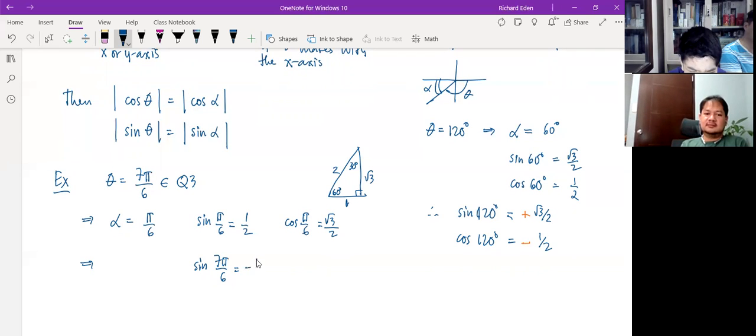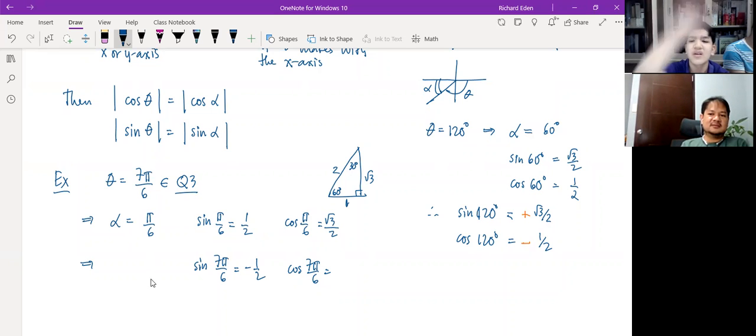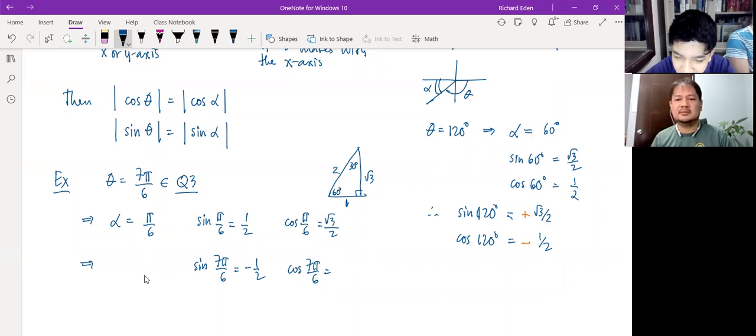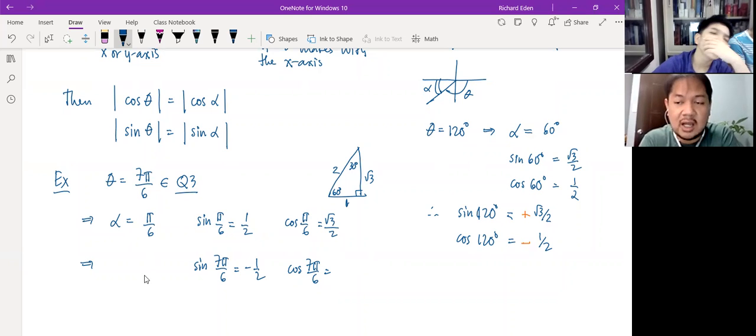Negative 1/2. All right, what about the cosine of 7 pi over 6? Still the same, square root of 3 over 2. Negative? Third quadrant. 1, 2, 3, 4. In the third quadrant, are x coordinates positive or negative?